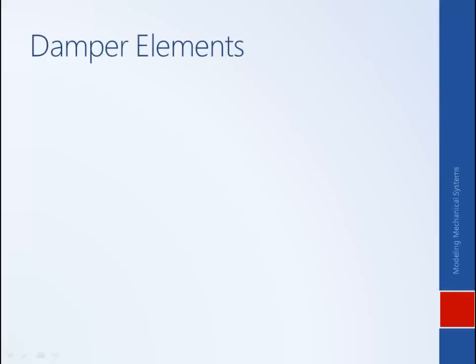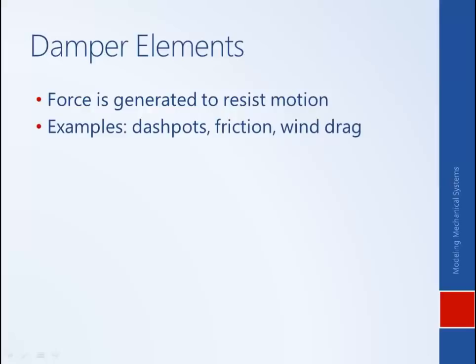The last type of element that we will include in our mechanical system models are damper elements. Damper elements model how a force is generated to resist motion. Examples of these are dashpots, friction, and wind drag. For example, if you have an object that's sliding on a surface, friction will be generated to oppose the motion of that object along the surface. Similarly, if you have an automobile moving through air, there will be wind drag generated to oppose the motion of that automobile.